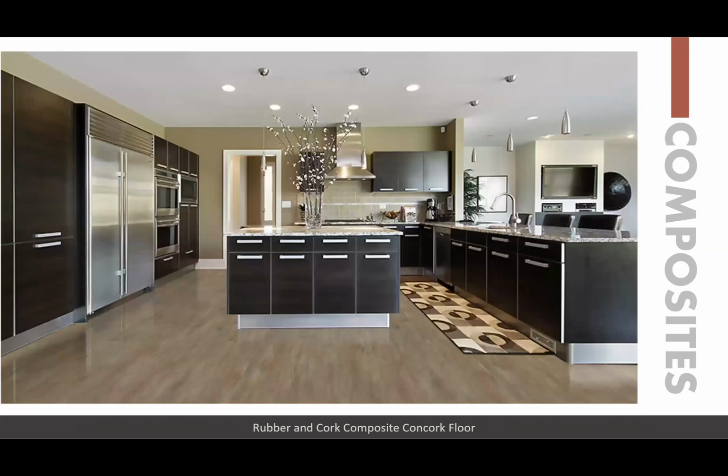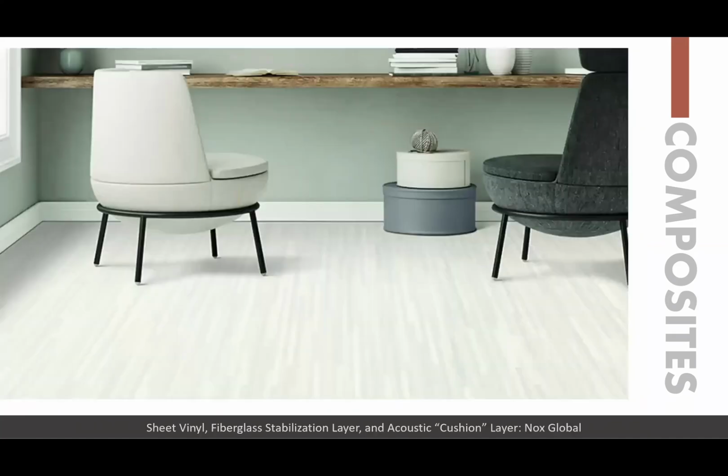This is an example of rubber and cork composite, and I think a truly beautiful floor that's created from the opportunity of mixing both rubber and cork together to create a composite floor with all the performance characteristics that come from both products. This is another way of thinking about composites. This is a sheet vinyl product, but it has a fiberglass stabilization layer and acoustic cushion layer. Therefore, it could be a composite in the sense that it also addresses multiple performance issues and performance characteristics that might be desired by the owner in the project.